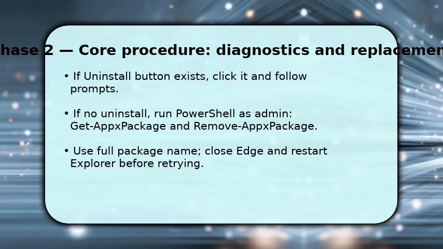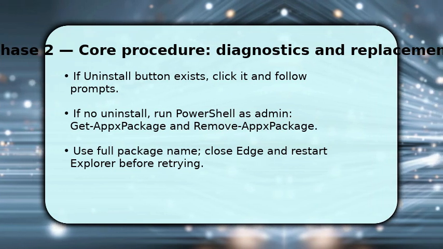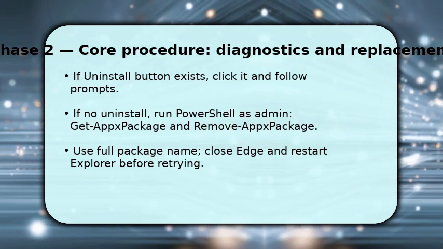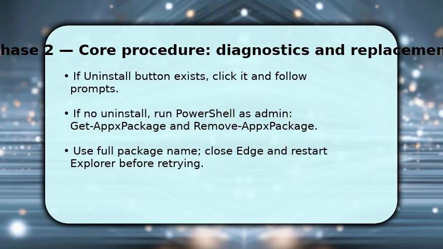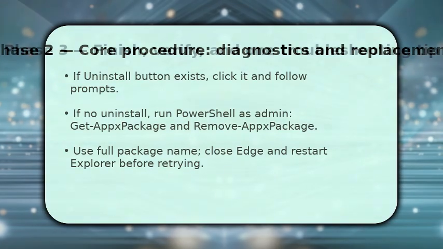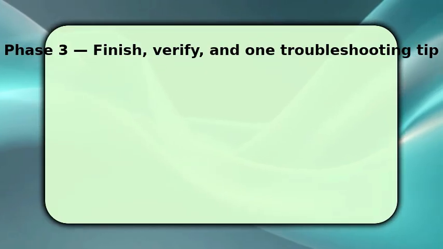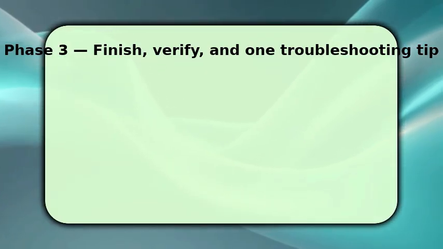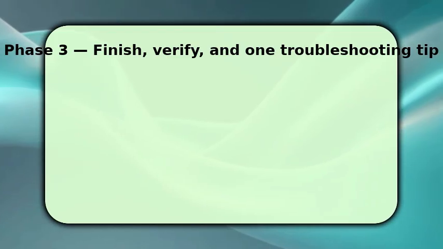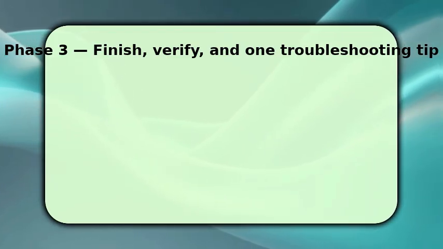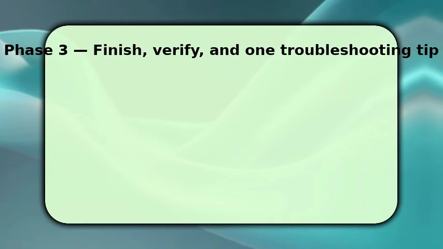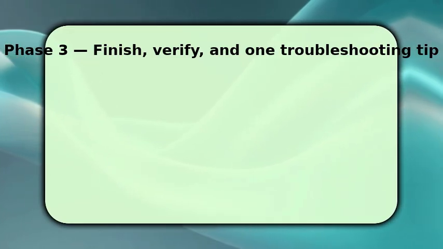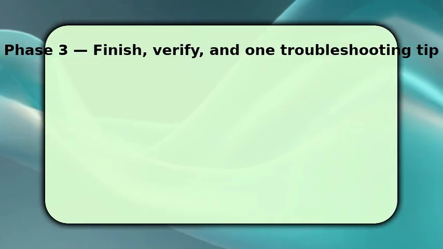removal, clean leftover folders in %LocalAppData% and %ProgramFiles% only if you understand the files. This prevents stray launchers. Then, set your preferred default browser under Settings, Default apps, so links open correctly. If removal fails, create a system restore point and either reinstall Edge, then uninstall, or use system restore to revert.